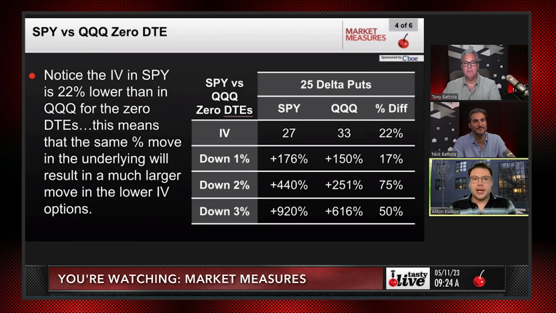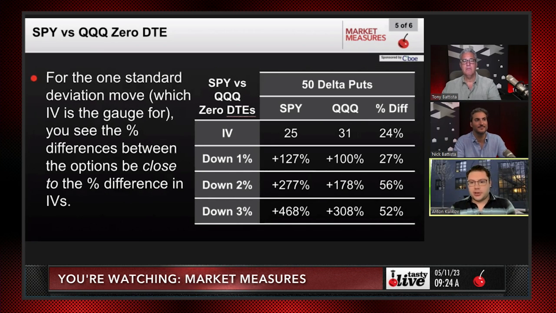Beautiful. So, all right, let's go to the next slide. We're going to take a look at the 50 delta puts quickly here. So notice the 50 delta puts, right? There's a big difference between this and the 25 delta. First of all, for the 1 standard deviation move, which is about 1.2, 1.5%, you see the percentage differences between the options be close to the difference in IVs, right? We just talked about that. A 24% difference in IV, about a 27% difference in the actual realized move for the options when you see it.